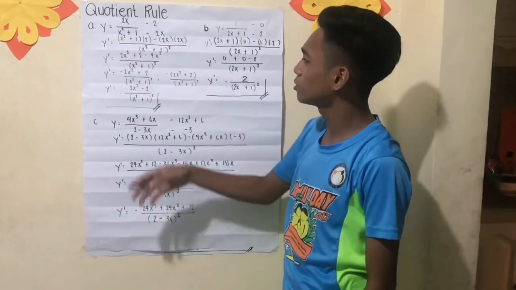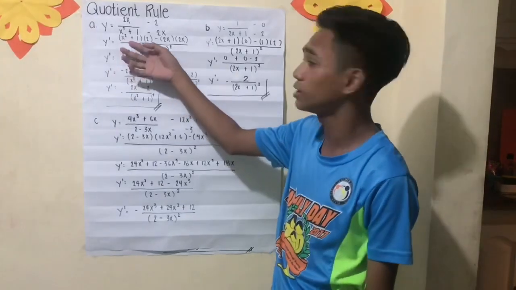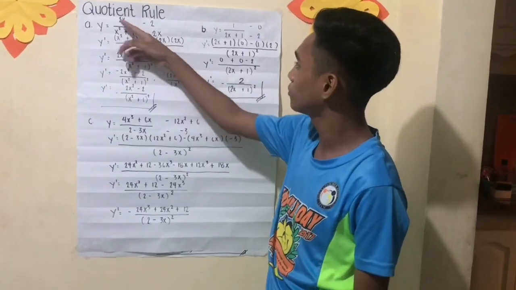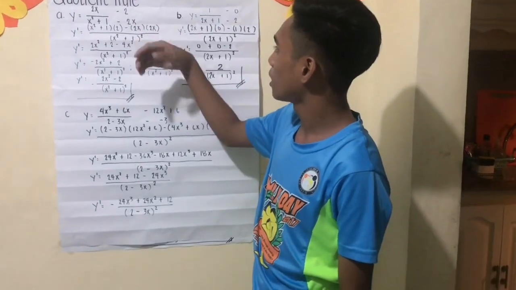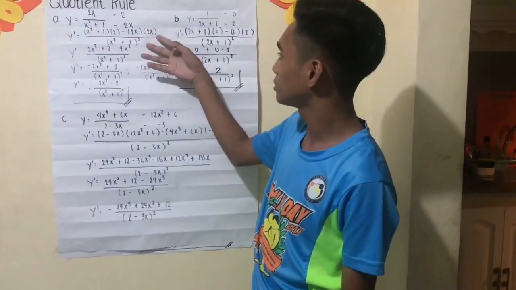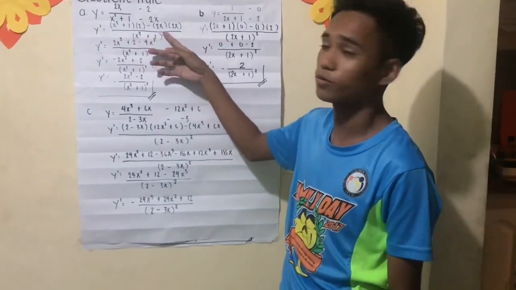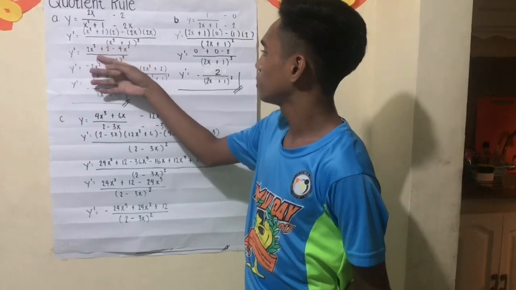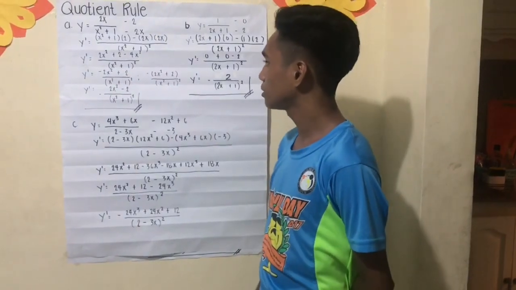is 2x. So next, y prime is equal to the quantity of x squared plus 1, since x squared plus 1 is our v, times the quantity of 2, since 2 is the derivative of 2x, minus the quantity of 2x, since 2x is our u, times the quantity of 2x, since 2x is our derivative, over the quantity of x squared plus 1 raised to the power of 2. Next, y prime is equal to 2x squared plus 2 minus 4x squared over the quantity of x squared plus 1 raised to the power of 2.